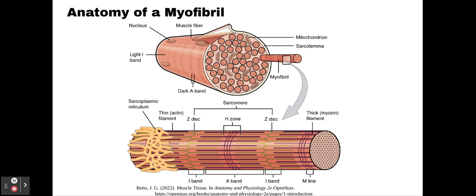The sarcoplasmic reticulum forms a mesh around each myofibril, and extensions of the sarcolemma wrap around each myofibril, forming T tubules, which are flanked on each side by sarcoplasmic reticulum forming triads.